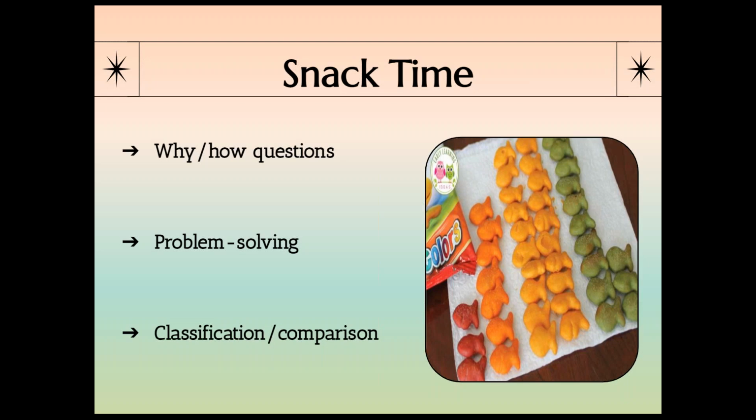And then classification and comparison. You can say, I like raspberries. How are strawberries and raspberries alike as you're eating raspberries? Or how are they different? Or if you only have strawberries, can we find the biggest strawberry? And how do we know it's the biggest strawberry?